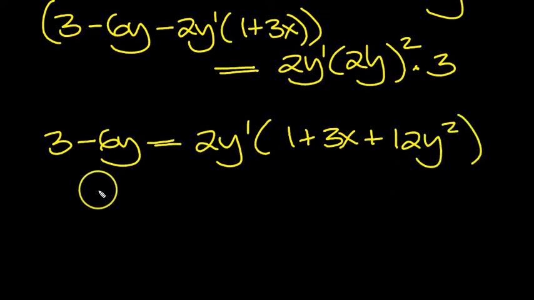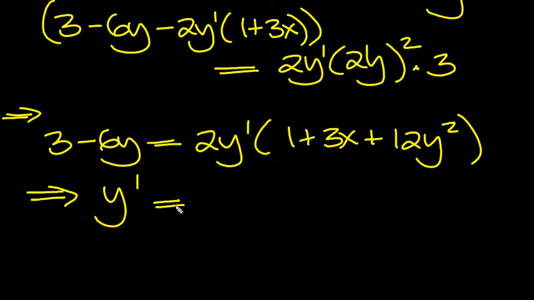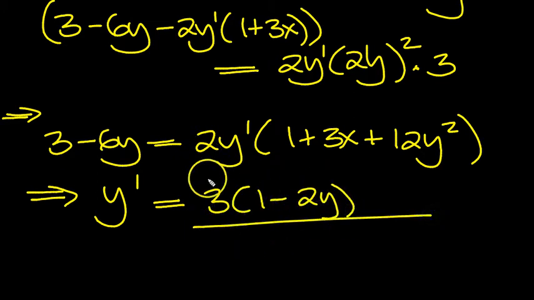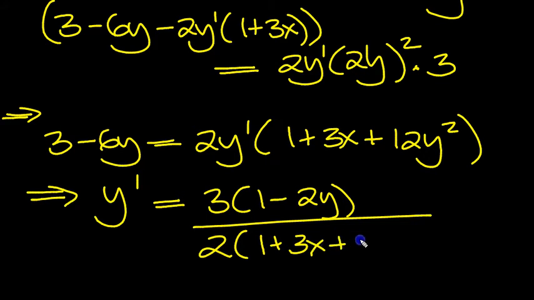And now we can write from right to left. So y dash then is equal to, and I'm writing it down from right to left, the 3 minus 6y, there's a 3 common, so 1 minus 2y we can write like that. The 2 we can bring down underneath, and this object also, 1 plus 3x plus 12y squared.